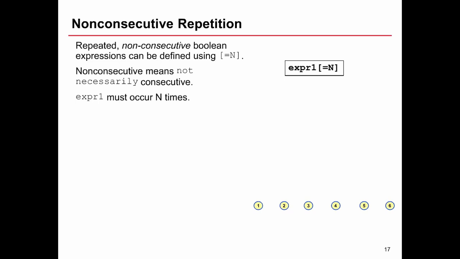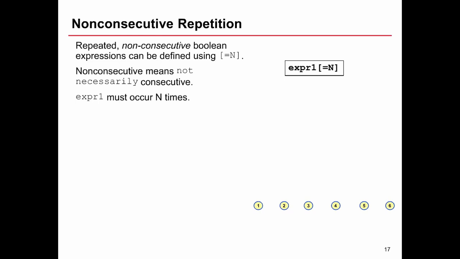Consecutive repetition is easy to understand, and what we're going to talk about next is non-consecutive repetition. Its name is slightly misleading, because what it means is not necessarily non-consecutive. It doesn't mean it has to be non-consecutive. To express this, instead of using *n like we did for consecutive repetition, we use a single equals sign, n. What this means is that expression 1 must occur n times, but each occurrence doesn't necessarily have to follow on from one another.